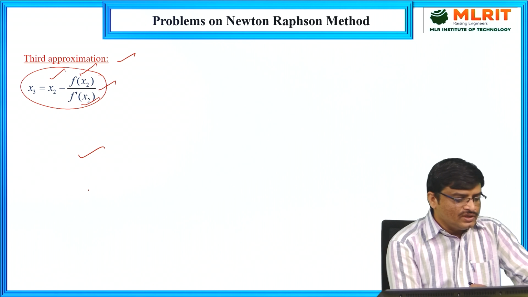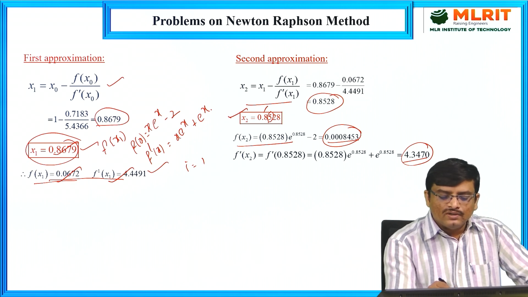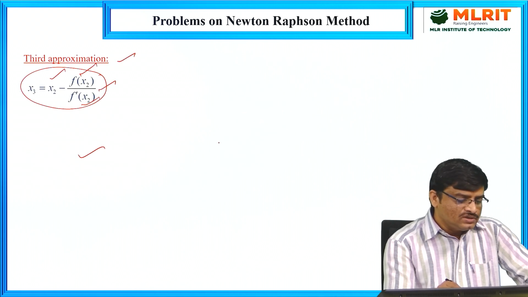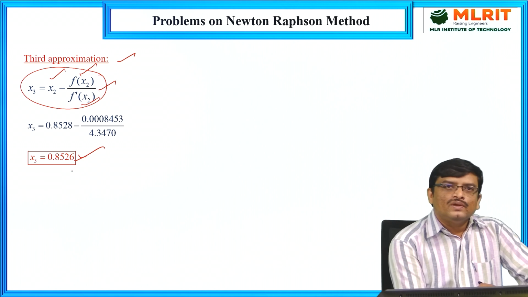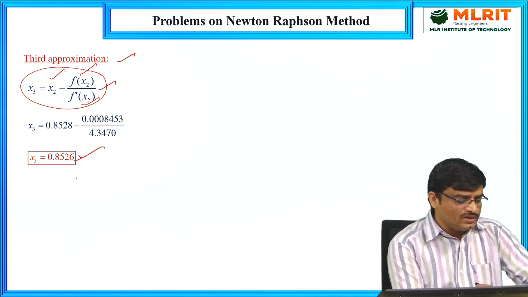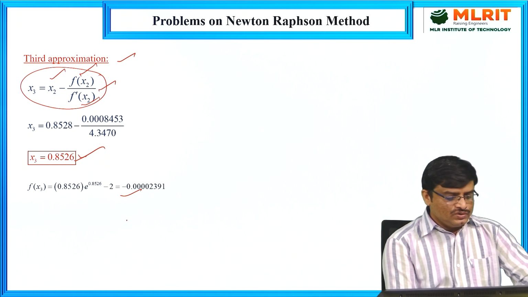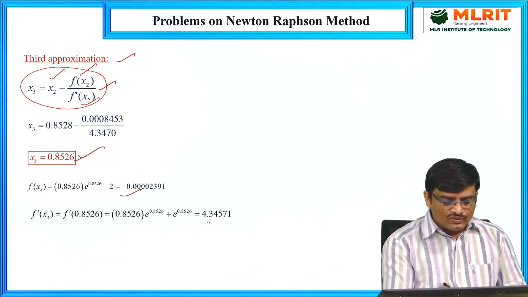In the previous approximation we got x2 is equal to 0.8528. So here we got 0.8526. So 3 decimals are coincident. So you go for the next approximation here. We will get f of x3 and f dash of x3 values.